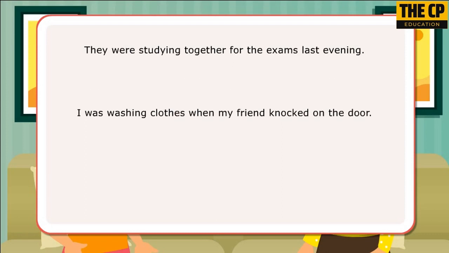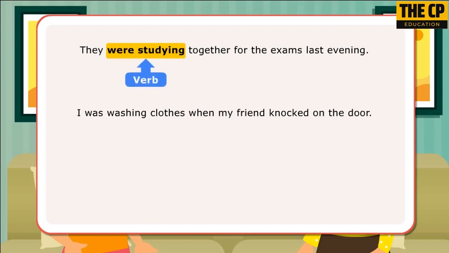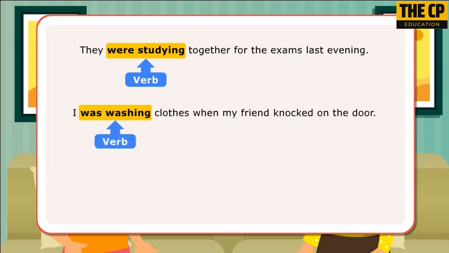In the first sentence, the verb were studying gives information about an action that continued for some time in the past and is past progressive tense. In the next sentence, the verb was washing is past progressive tense as it tells about a past action that was in process when another action occurred.